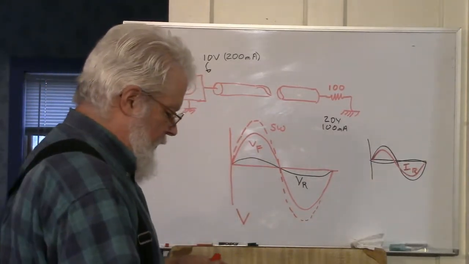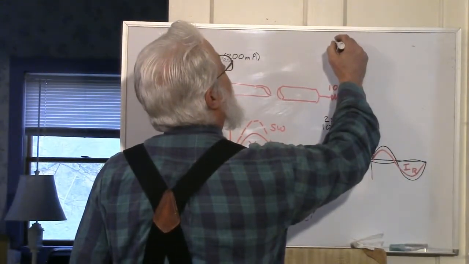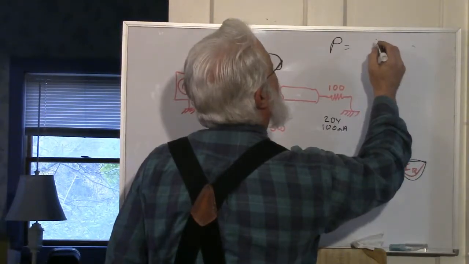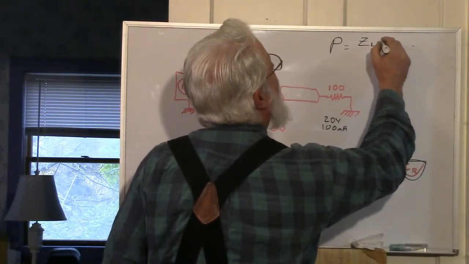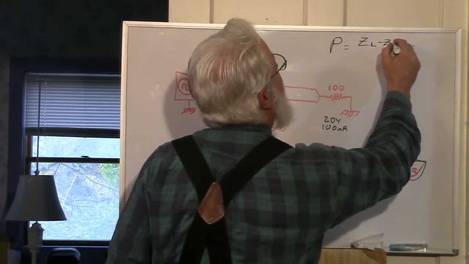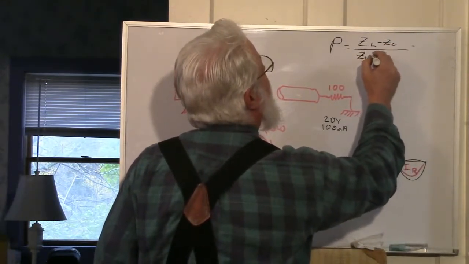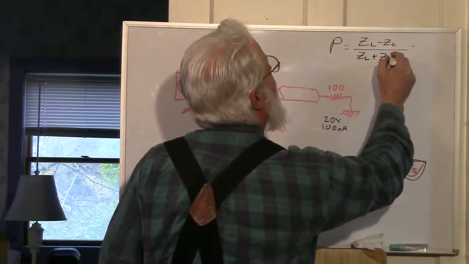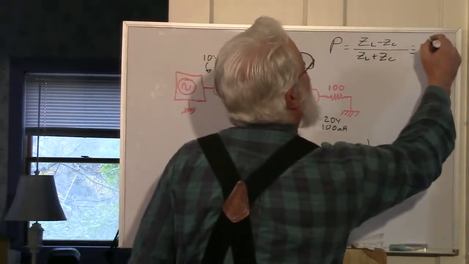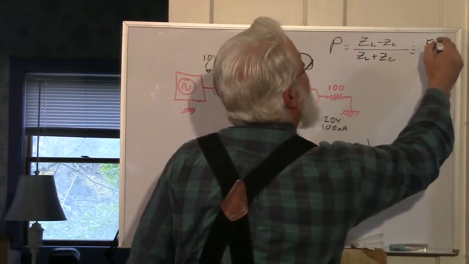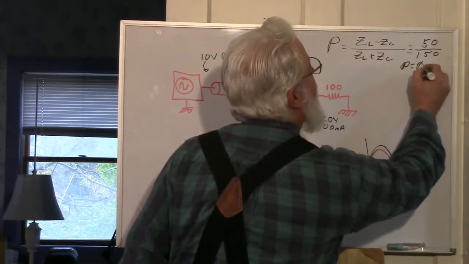So let me run through that quickly. We're going to calculate the reflection coefficient, which equals the impedance of the load minus the characteristic impedance, over the impedance of the load plus the characteristic impedance, which in this case equals 50 over 150, which is 0.3.